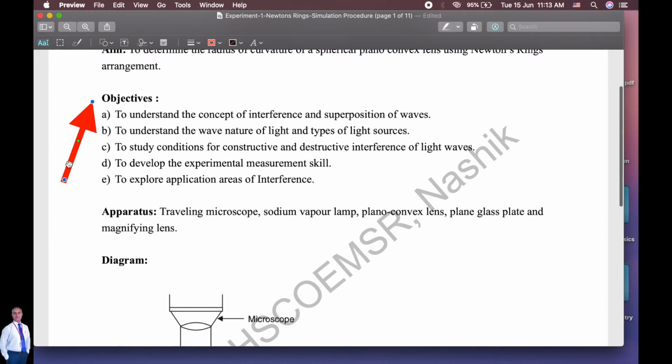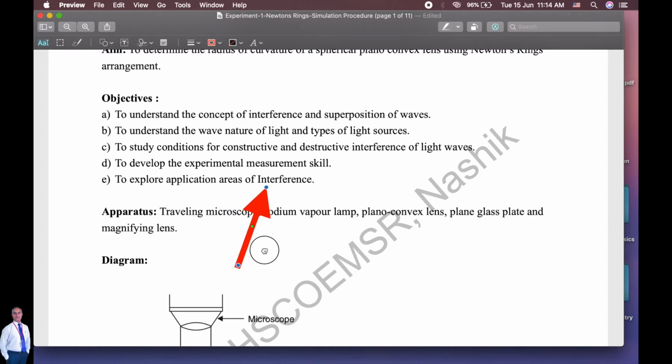As far as the objectives are concerned, there are several objectives to perform this experiment. First of all, to understand the concept of interference and superposition of the waves. So what is the interference, what is superposition of the waves? I am considering that you know all these terminologies. Next one is to understand the wave nature of light and types of light sources. Similarly, the conditions for constructive and destructive interference. And with the help of this experiment, which is simulation based and available on virtual lab, one can develop the experimental measurement skill, and lastly to explore the application areas of interference.